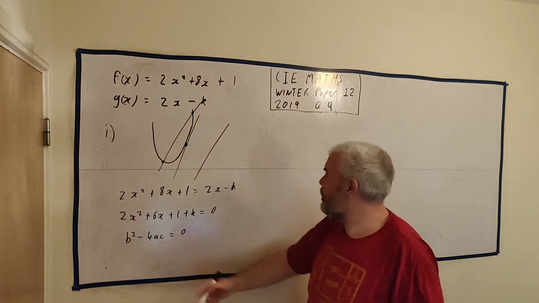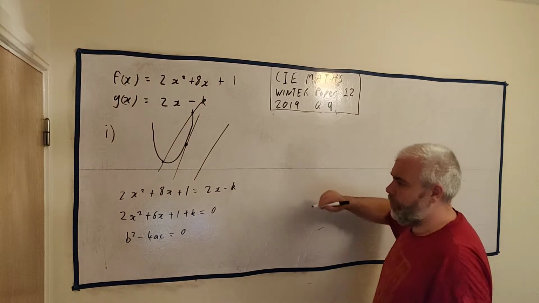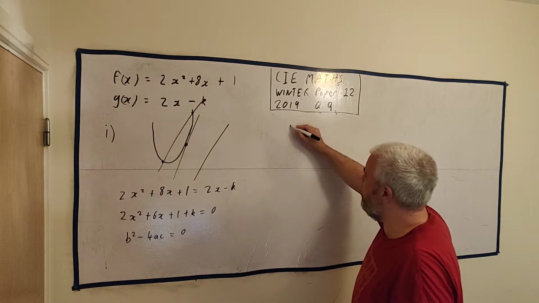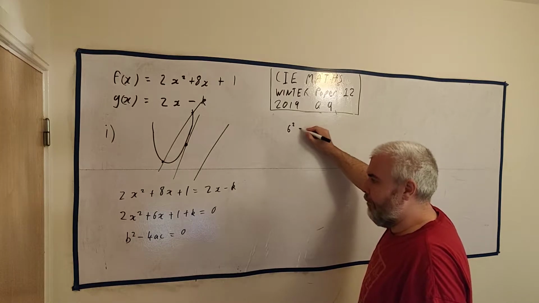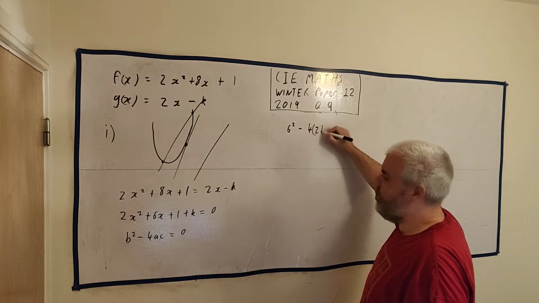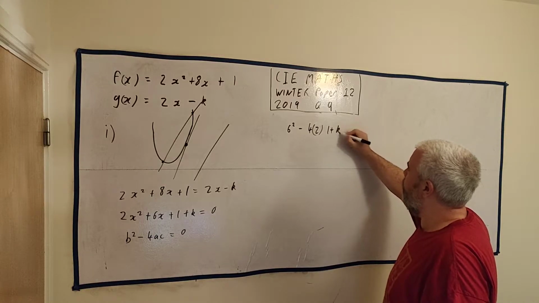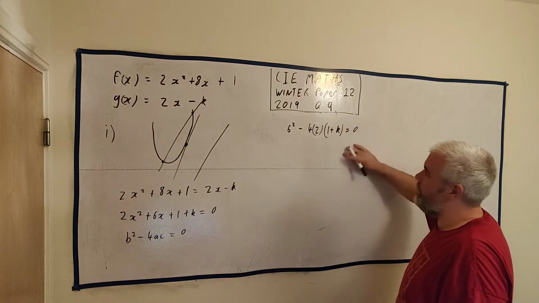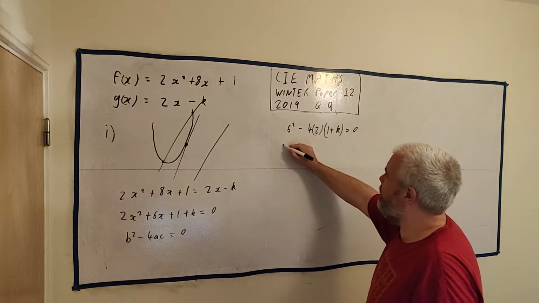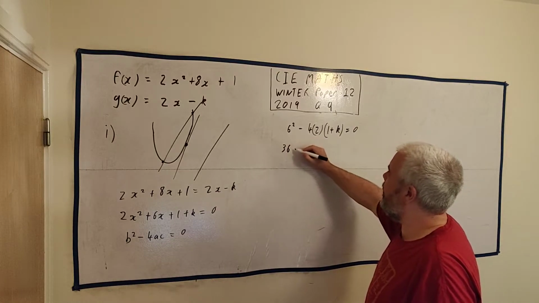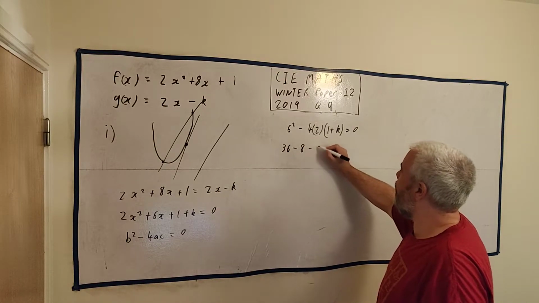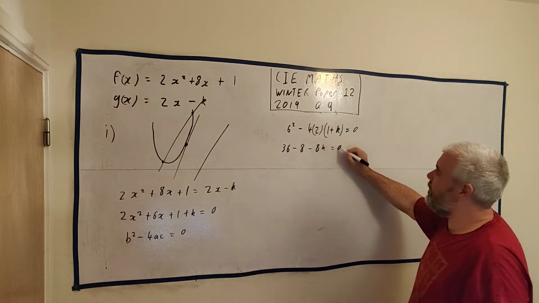So we need to solve this question here. Let me do it up here. B is 6, so we get 6 squared, and minus 4, a is 2, and c is 1 plus k, and all that equals 0. We can just multiply most of this out. We get 36 minus 8 minus 8k equals 0.